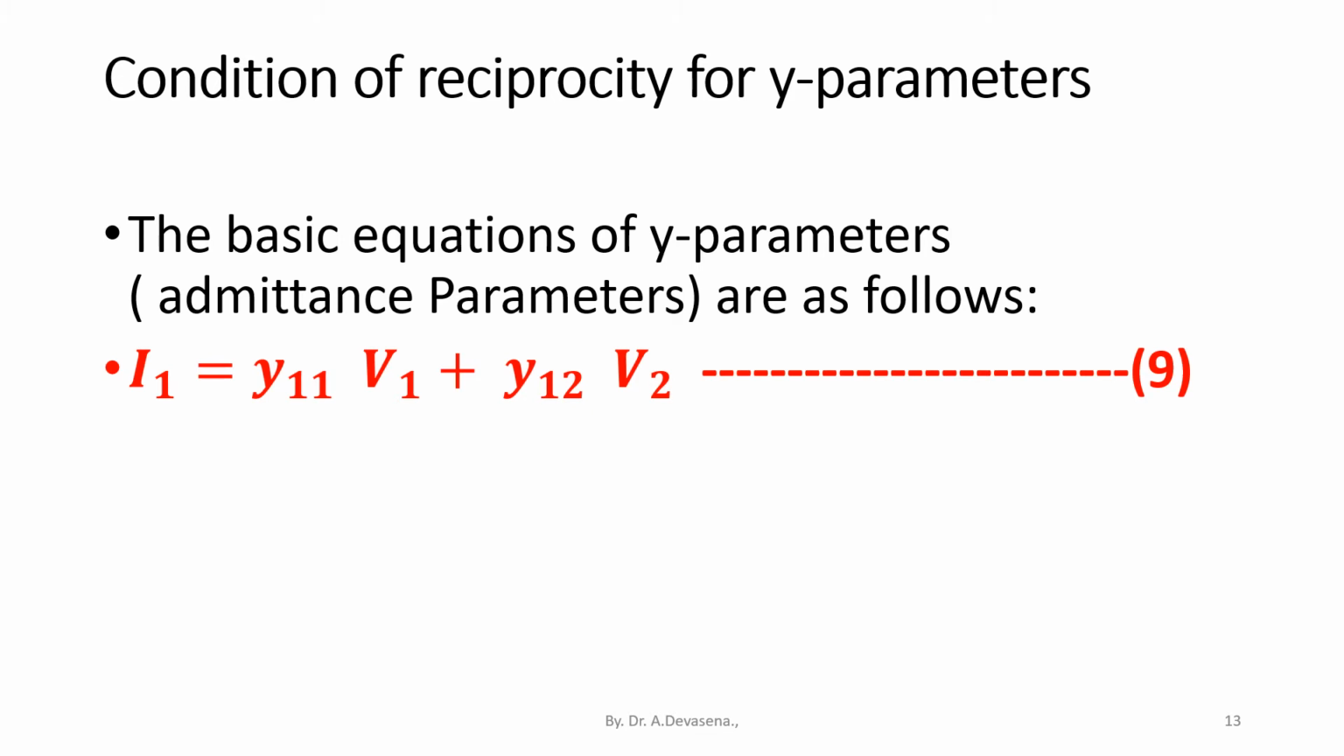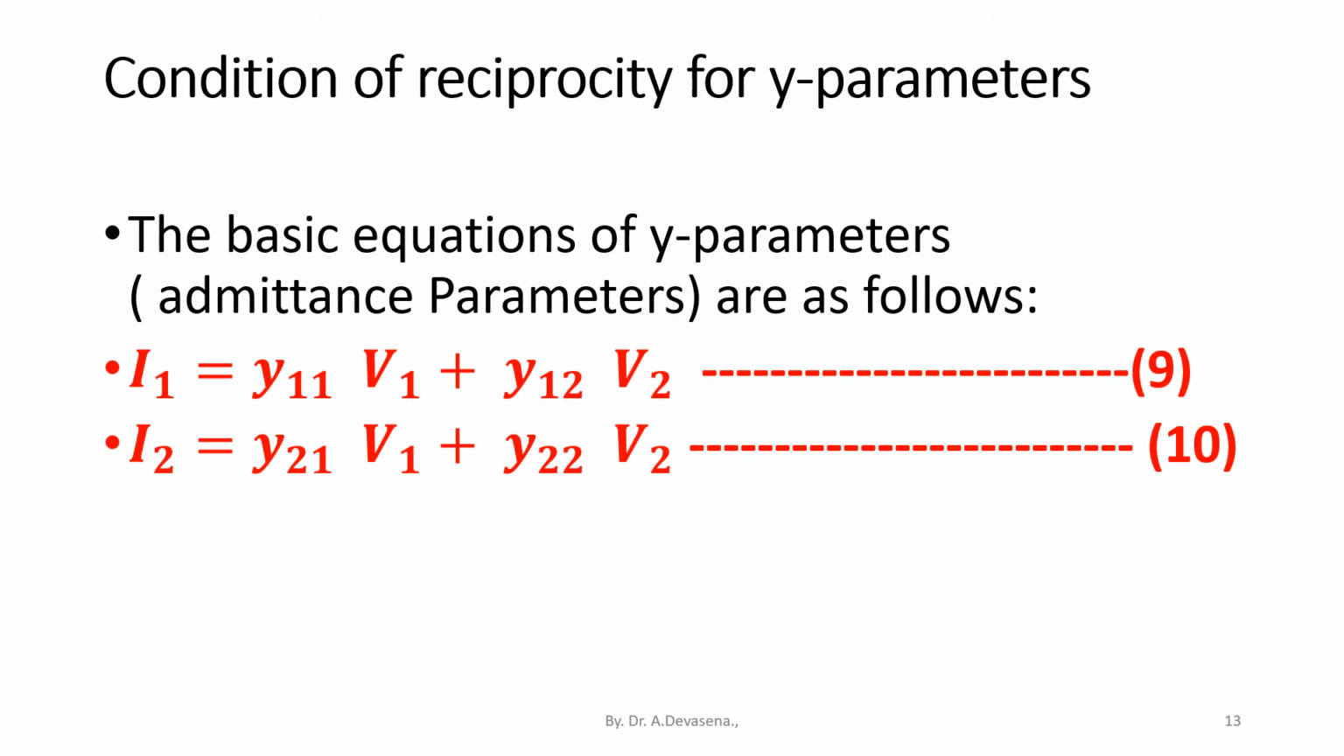That is, input current is the function of input voltage and output voltage. I2 is equal to Y21 V1 plus Y22 V2. Consider this as equation 10. That is, output current I2 is the function of V1 and V2.